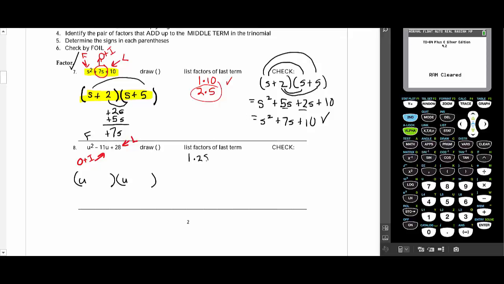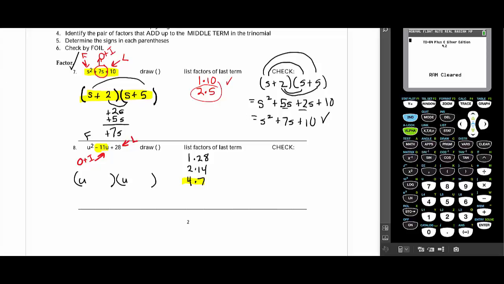So let's look at the last term. We have 1 times 28. We have 2 times 14 will give 28. And we have 4 times 7. Okay, so which one are you going to get a negative 11 out of those combinations? 4 and 7, right? Okay, it's got to be 4 and 7. Now, specifically, how do you get 4 and 7 to add up to negative 11?